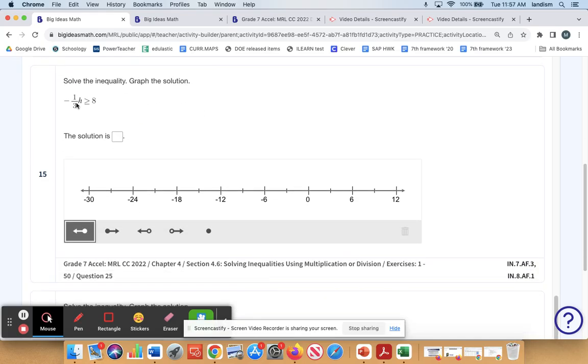A lot of negatives are going to come up. This is not h minus 1/3. This is negative 1/3 times h. So you keep, change, flip, -3/1. You multiply by -3/1 on the other side. The 3's, the 1's, they all cancel. The inequality flips from a greater than to a less than or equal to, and h is less than or equal to -24. Okay.